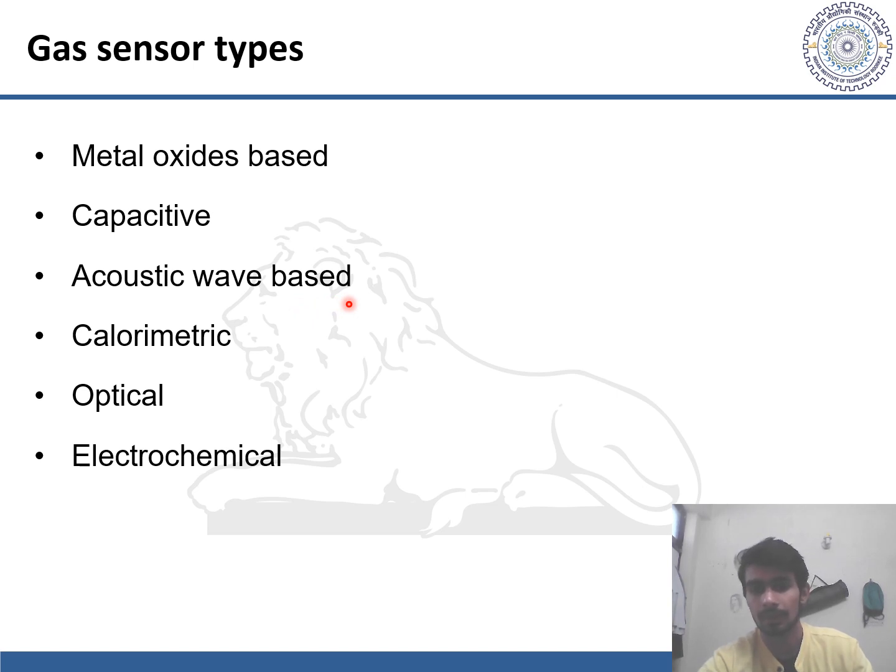It requires much work. In case of calorimetric, change in temperature is measured because of the burning of combustible gases at catalytic surfaces. The change in temperature is measured, and the change determines the concentration of gas. In case of optical, the phenomenon of spectroscopy like luminescence, phosphorescence, fluorescence determines which gas is present in the air, and the intensity of this phenomenon determines the concentration of gas.